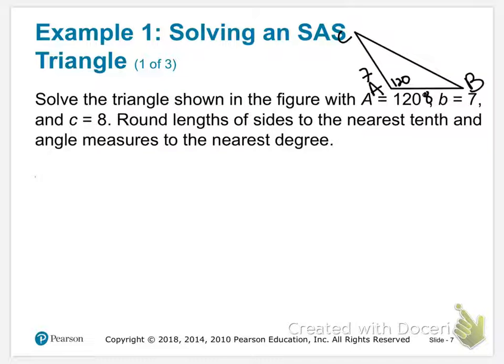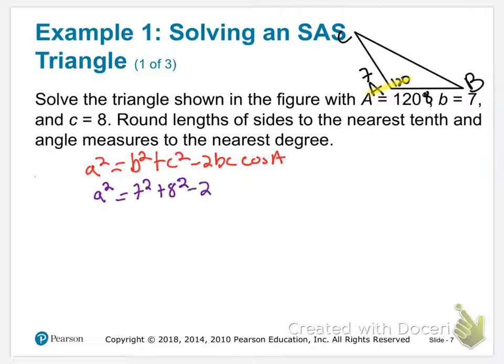So we're going to start with the Law of Cosines, using the side opposite the angle given. So that's a. We're going to have a squared equals, and I'm just going to write the formula out: b squared plus c squared minus 2bc cosine A. That's just the standard formula. Again, they're all the same formula, just as long as you know what you're doing there. So we have a squared equals 7 squared plus 8 squared minus 2 times 7 times 8 cosine of 120.